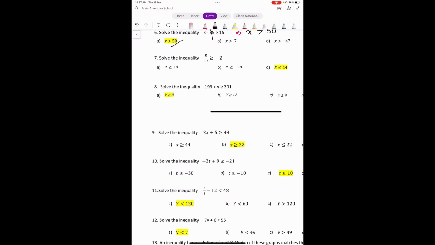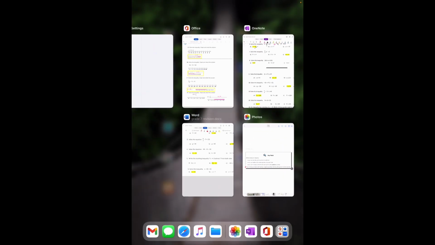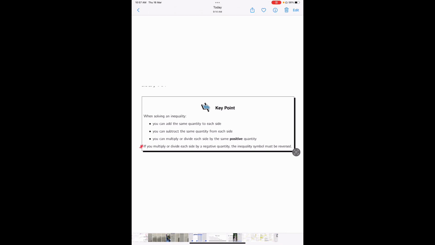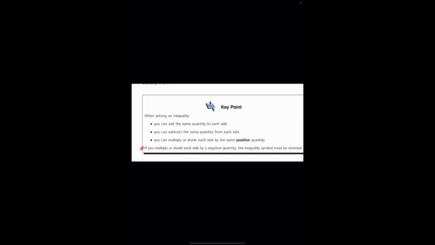Now solve the inequality. For this question, I have to tell you about one very important rule which most of you, I don't know if you are focused in the classroom or not. Even if you are focused, maybe you did not remember, keep these things in mind when you are solving. I'll post this picture in Class Dojo also. When solving an inequality, you have to keep these things in mind.